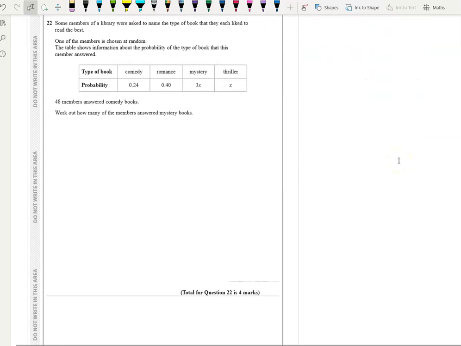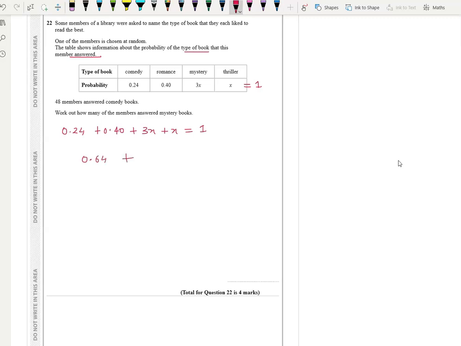Okay, moving to question number 22. Some members of a library were asked to name the type of book that they each like to read the best. One of the members is chosen at random. The table shows information about the probability of the type of book that these members answered. So mystery is 3x, thriller is x, comedy and romance are given. We know that all the probabilities should add up to 1. So 0.24 plus 0.40 plus 3x plus x, the total is 1. Okay, 0.24 and 0.40 when you add, will give you 0.64 plus 3x plus x, that gives you 4x equals 1.